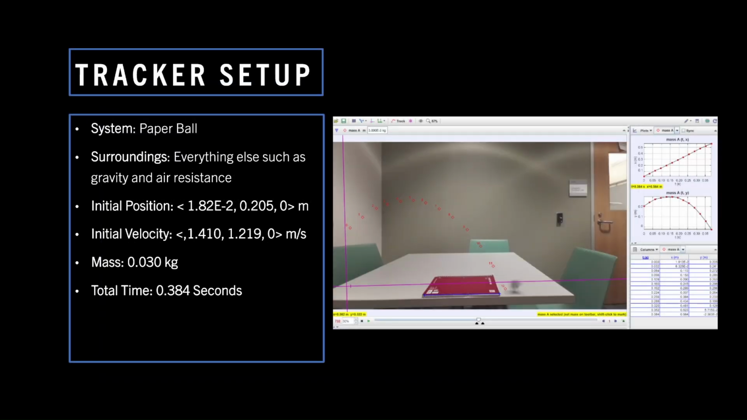So here's my Tracker setup. My system was the paper ball. My surroundings were everything else, just gravity and air resistance. I have my initial position and initial velocity, which I calculated using the first two frames of the video. The mass of the paper ball was 0.030 kilograms. And the total time of the analyzed portion of the video was 0.384 seconds.